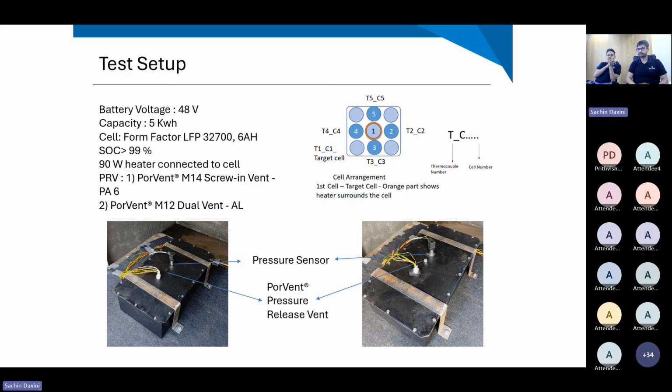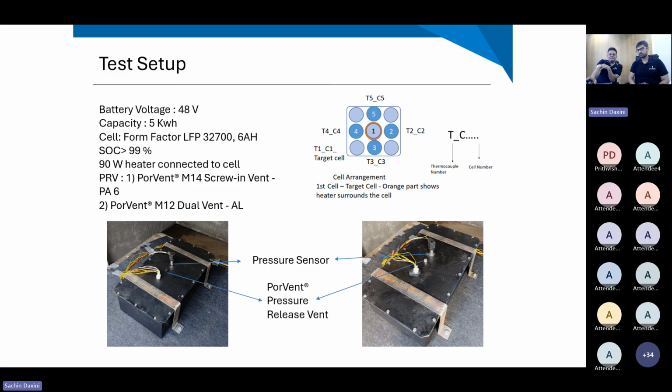The setup on the screen gives us the idea that there is a battery pack. On the battery pack, there is a temperature sensor, a pressure sensor, and in the center, a PorVent vent is installed. This battery pack is a 5 kilowatt hour battery pack. It uses LFP cells, and 256 cells were used. When the test was conducted, the state of charge of this battery pack was more than 99%, as per the requirement of AIS 156.